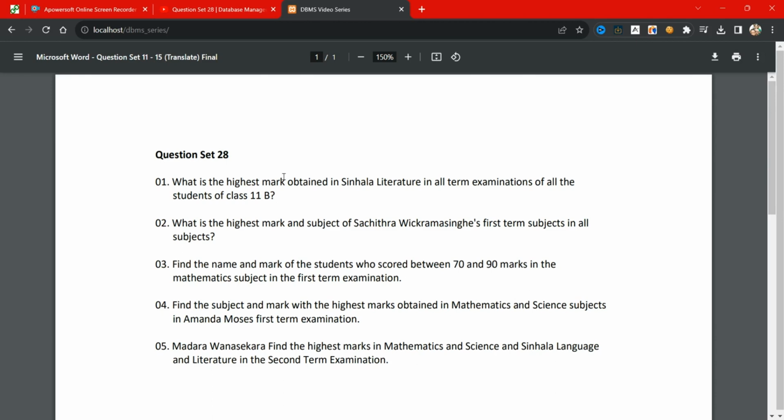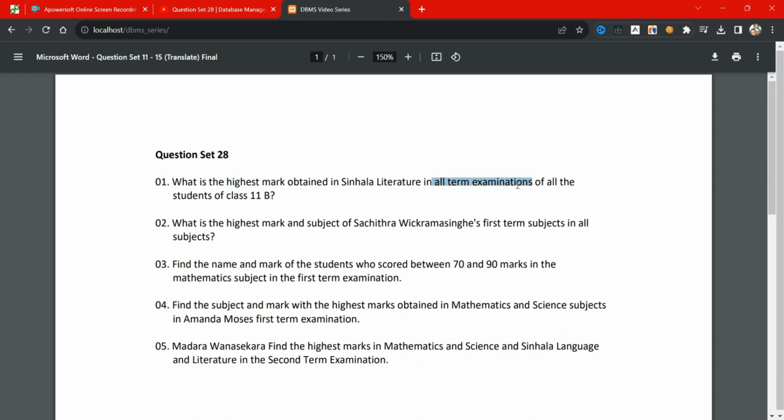What is the highest mark obtained in Sinhala literature in all term examinations of all the students of class 11B? So they have asked us the highest mark here. We need to find out the highest mark in the Sinhala language and literature subject, and it should be in all terms.